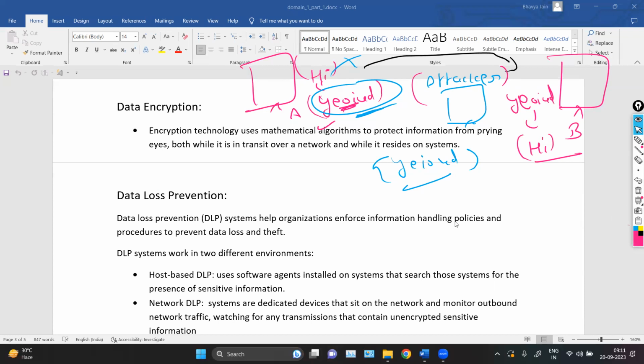Data encryption is a part of cryptography. We have a module in this Security Plus exam about cryptography. We will understand how data encryption works, what the mechanism is, how we apply the encryption, and how the user decrypts your messages. We will discuss that in detail, but for now, just understand the meaning of data encryption.